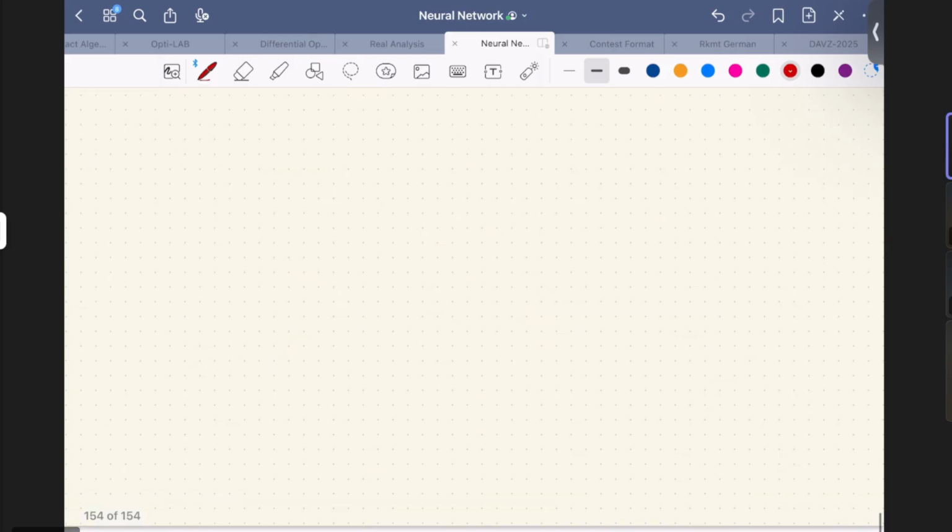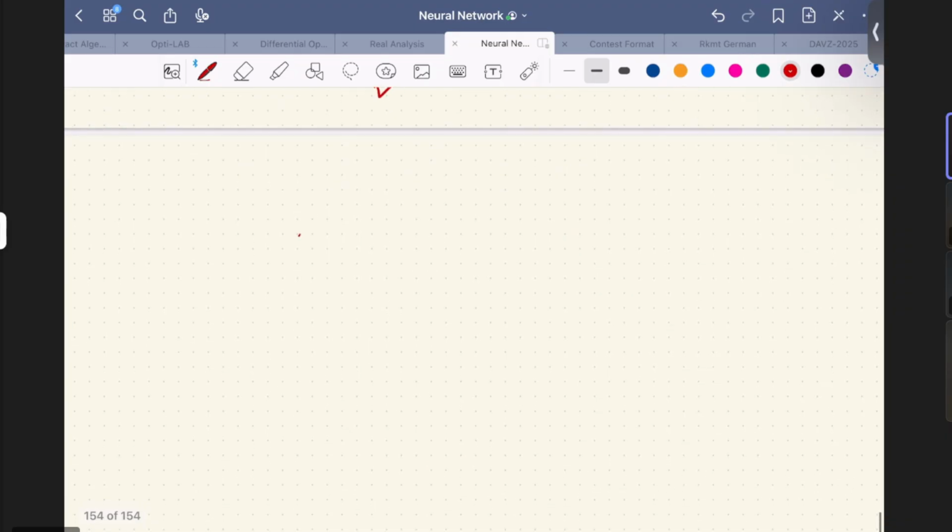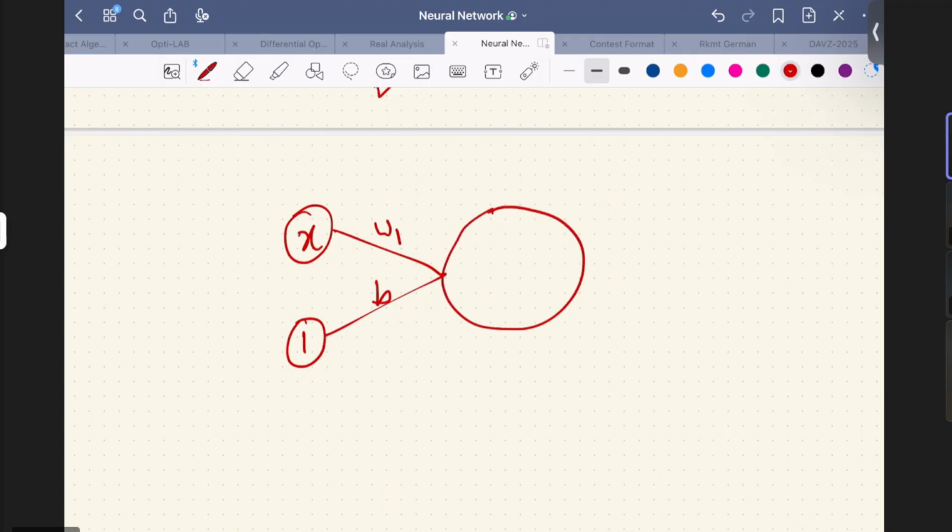You are coming on the line, but now think of it: one input X and one bias B. This is a W1, you can say. Now, how many neurons are required? That is the question that comes up now.